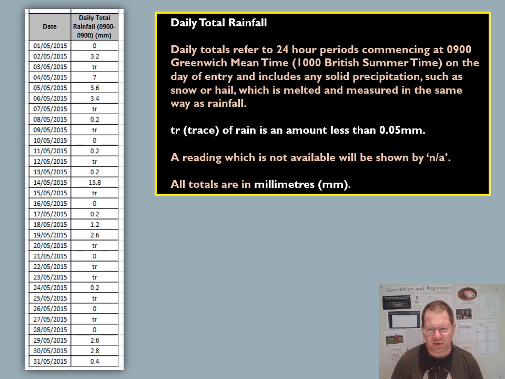One important thing to notice is that all of these units you need to be aware of. So the daily total rainfall is given in millimeters. You'll notice a few times it actually says 0, but if it was slightly more than 0 but still difficult to measure, they might put TR.